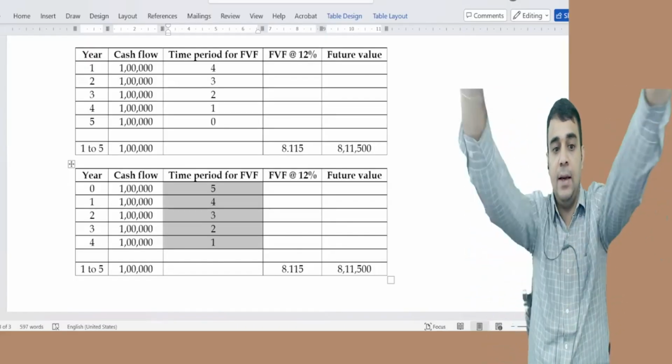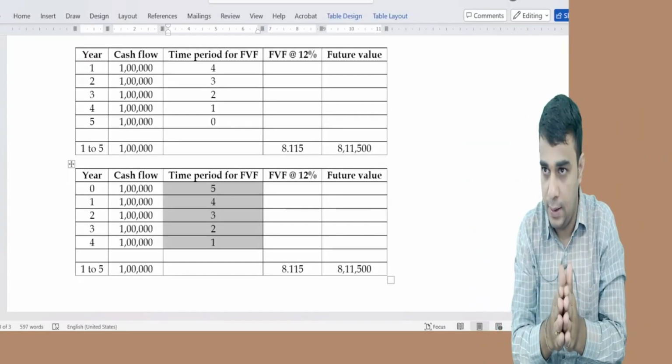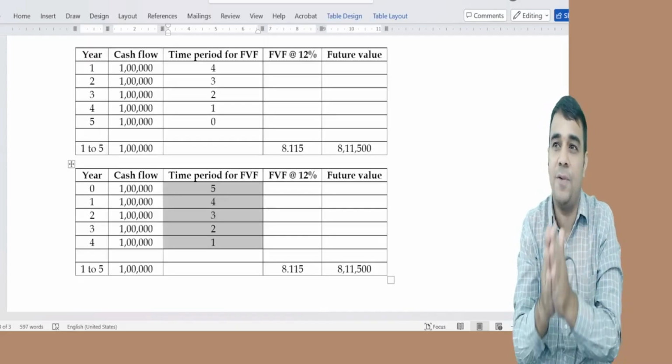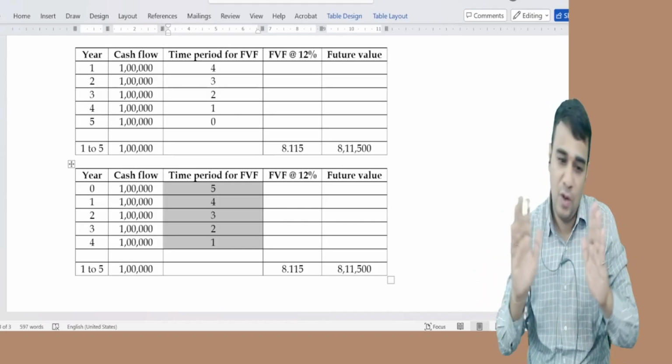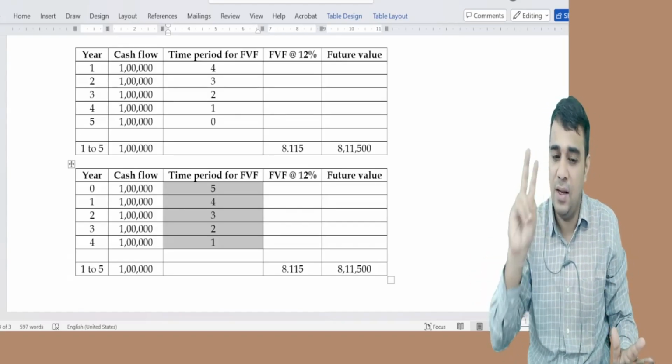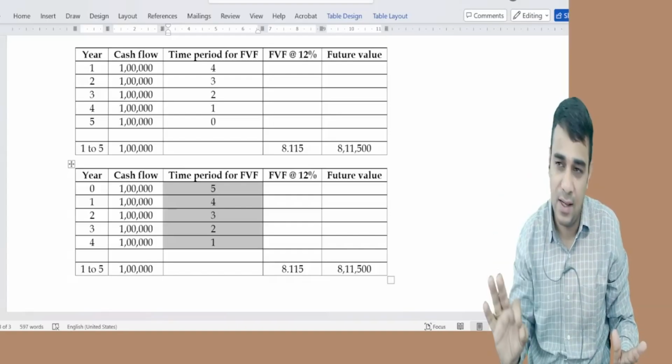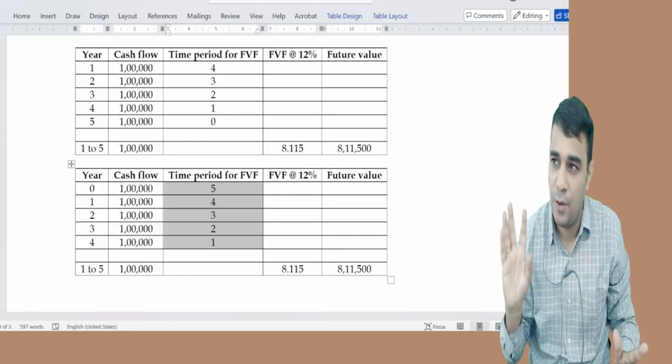I'll repeat again. In case of regular, cash flow starts at the end of the first year, second year, third year, fourth year, fifth year. Fifth year no compounding. Fourth year 1 year compounding. Third year 2 years compounding. Second year 3 years compounding. And first year 4 years compounding.